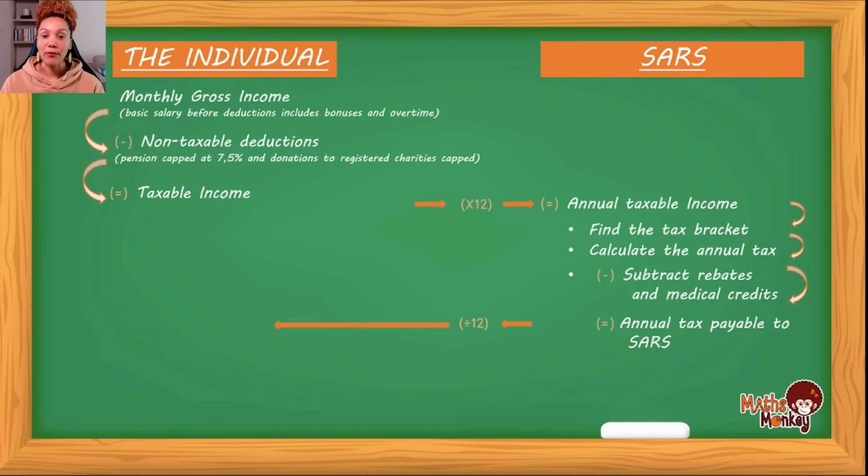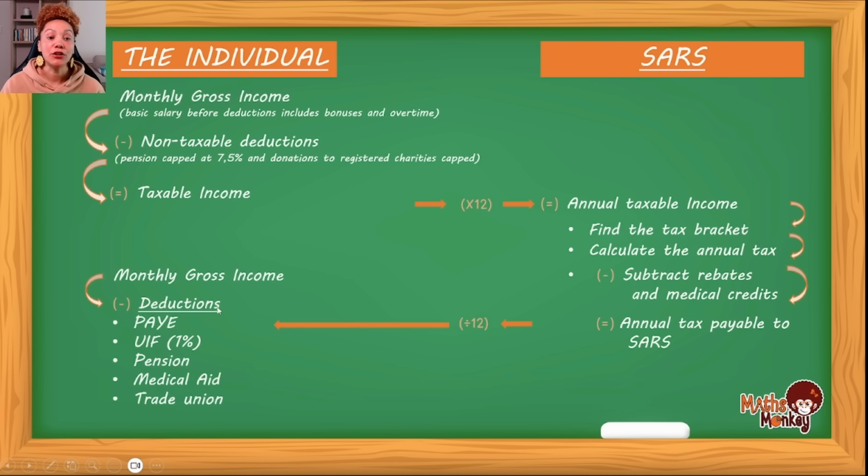Okay, there we go. We've now calculated our annual. Now let's go back to the individual, because the last part is actually trying to find out what this person is actually going to get in their pocket once all the deductions are taken into consideration. So what is their net income, right? So we'll start again with our monthly gross income, which is the exact same monthly gross income over here, right? Then we are now going to look at all the deductions, right?